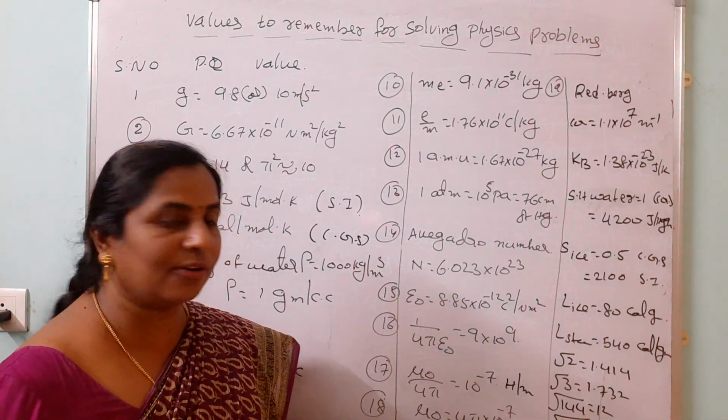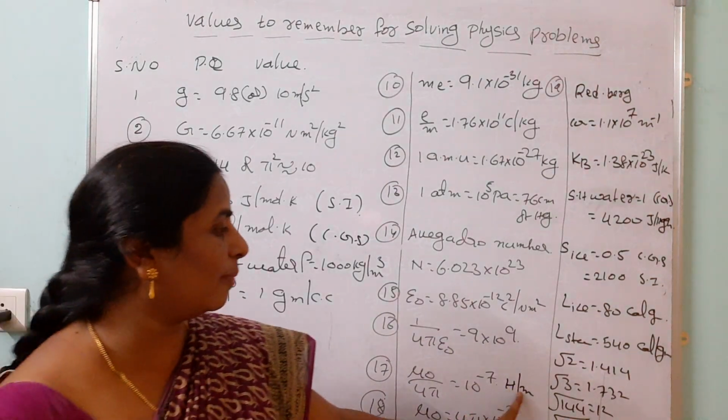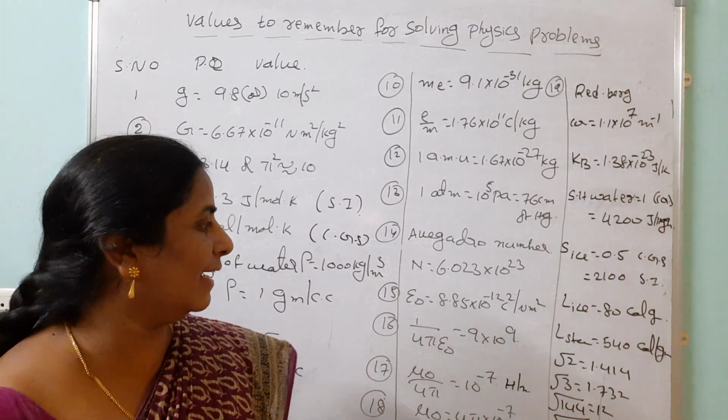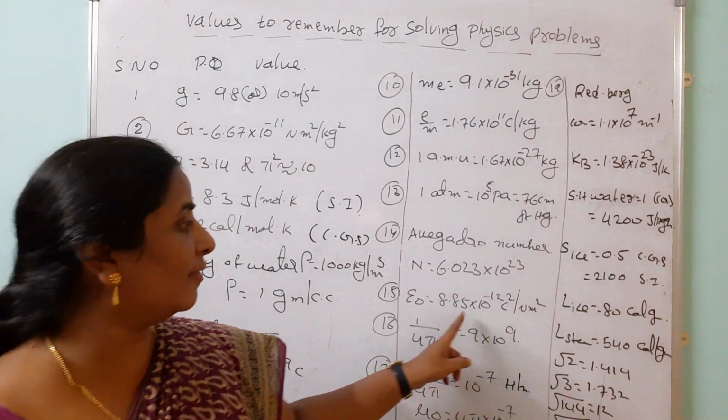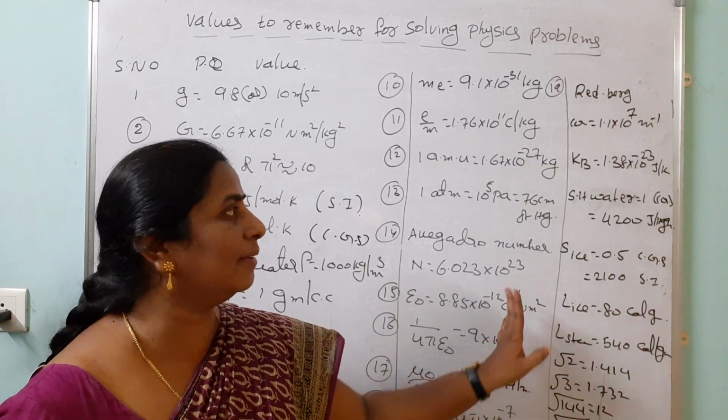Then mu naught value, how much? 4 pi into 10 to the power of minus 7. And here you remember this unit also, many people don't know about this unit, that is Henry per meter. And epsilon naught value also, C square means coulomb square per Newton meter square.